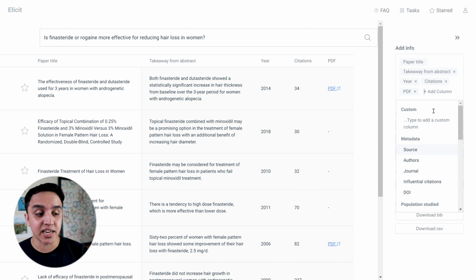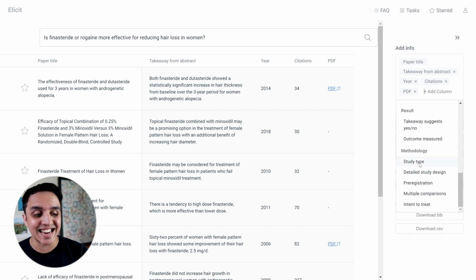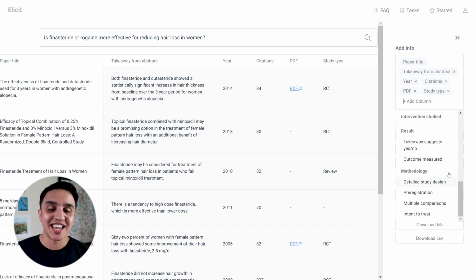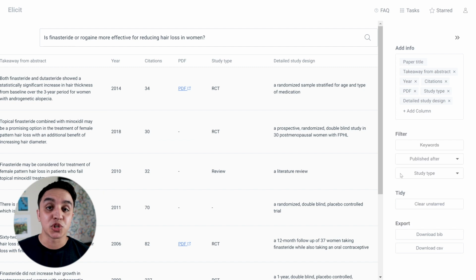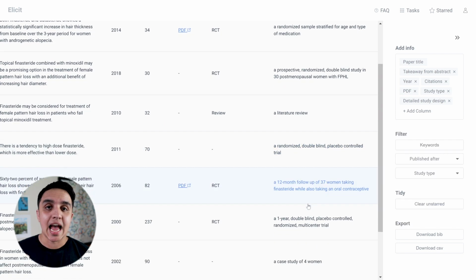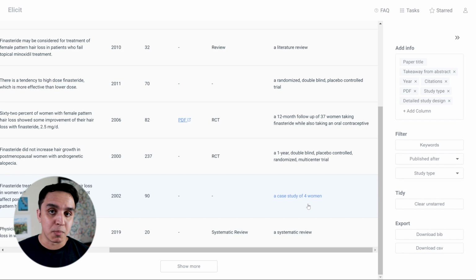While we can add our columns all at once, I recommend that you add columns a few at a time so that we can explore our research incrementally. First, let's get a sense of the different study types by adding a study type column and a detailed study design column. Looking at study types allows us to get a sense of the sort of experiments conducted and to see whether the studies are robust.